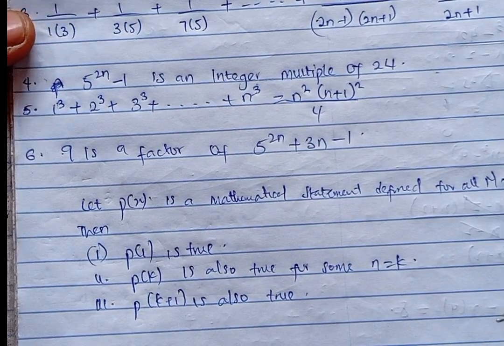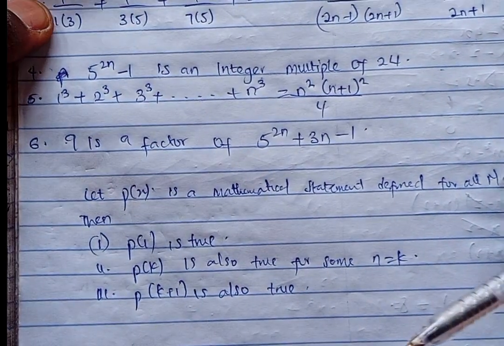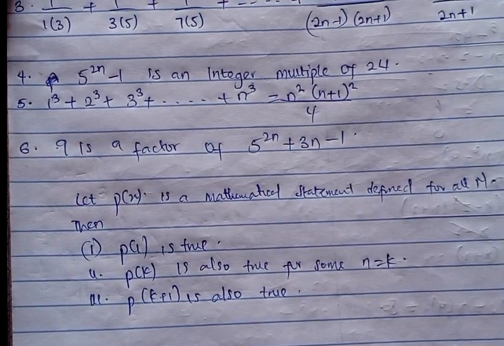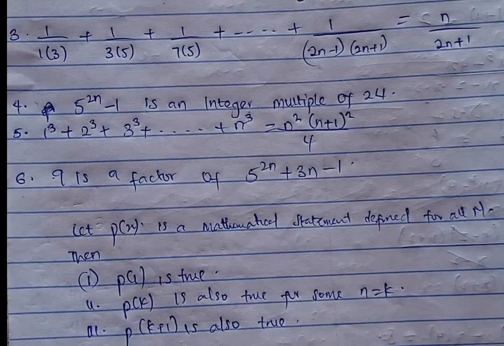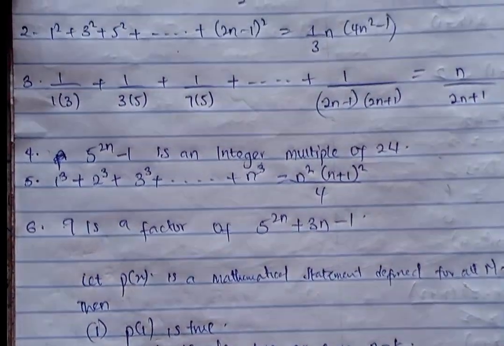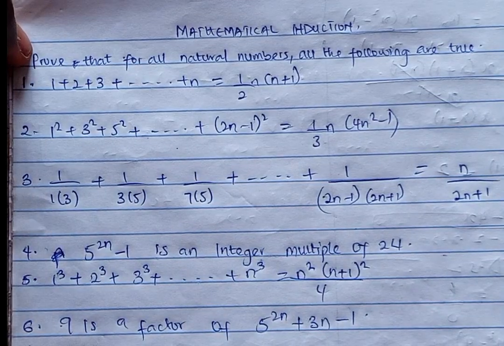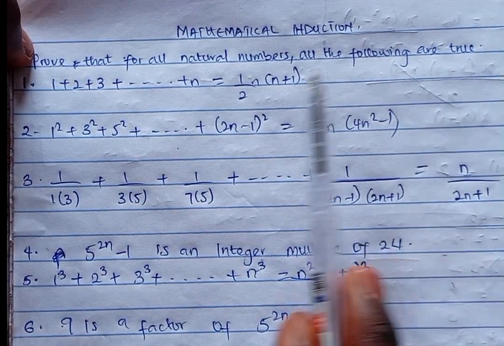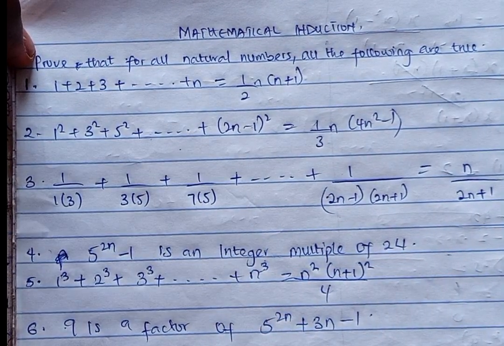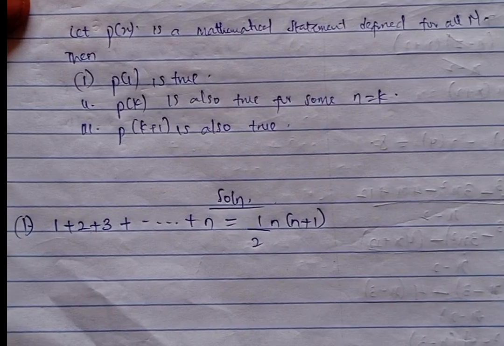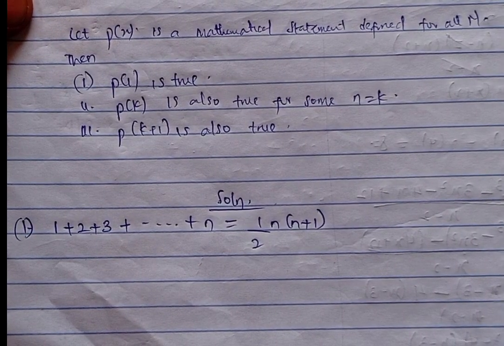Do you understand? Make sure you pay attention to how I'm going to be proving them out, as it will really help you to say whether something is true or not true, to make a decision. Now we have the first question. They ask us to prove that for all natural numbers the following is true. How will you do that? Let's check the first question.